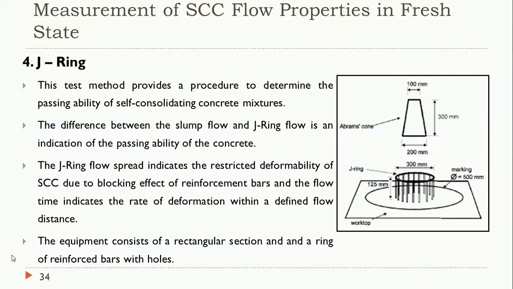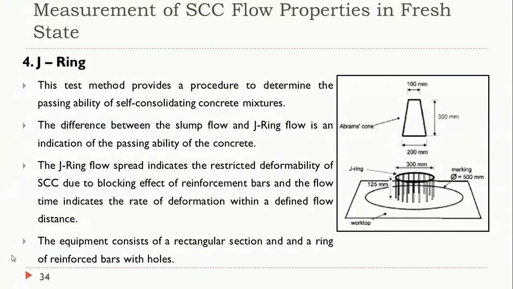This method is applicable for laboratory use, especially in comparing the passing ability of the concrete with the blockage width of the reinforcement. So it is a horizontal passing ability of the concrete. If you saw the previous test, the L box test, it is a vertical passing ability of the concrete, whereas the J-ring measures the horizontal passing ability of the concrete.